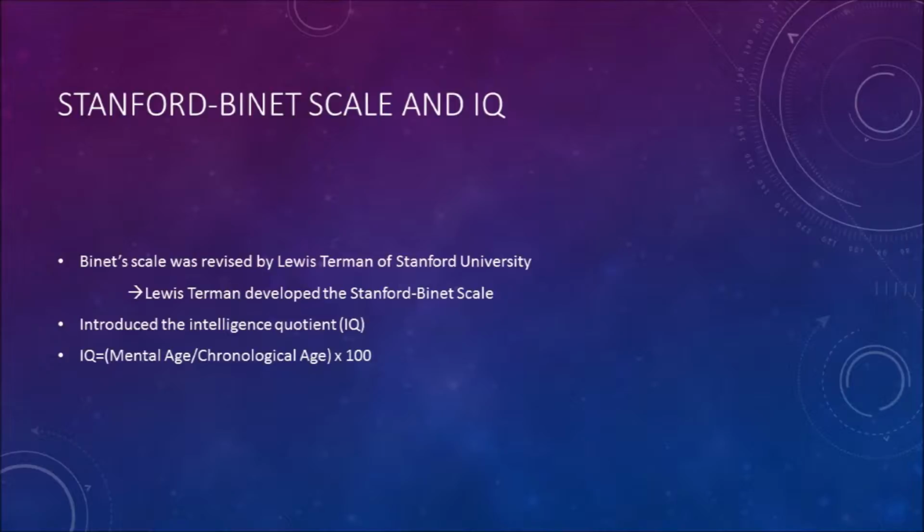To arrive at an IQ score, Terman relied on a formula for expressing the relation between an individual's mental age and chronological age, developed a few years earlier in Germany. The formula derives a child's IQ by dividing mental age by chronological age and multiplying by 100.